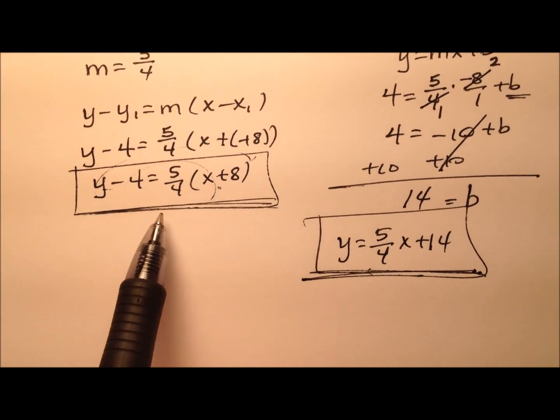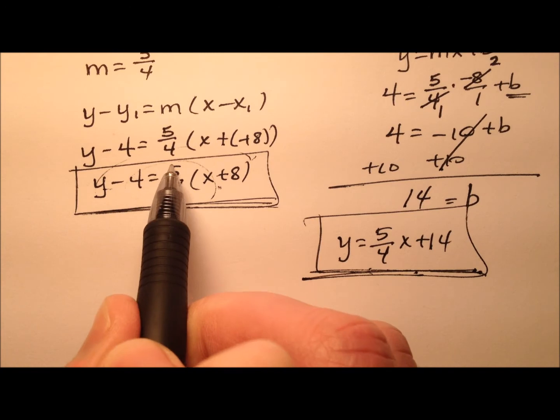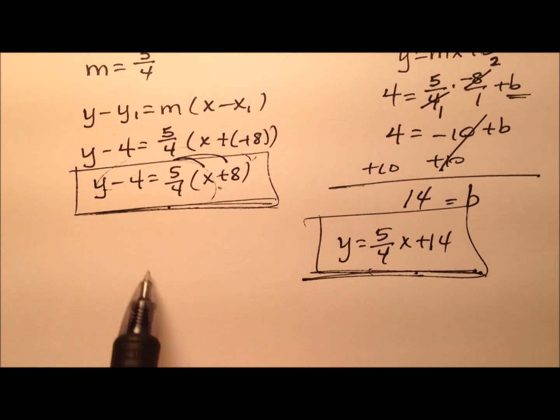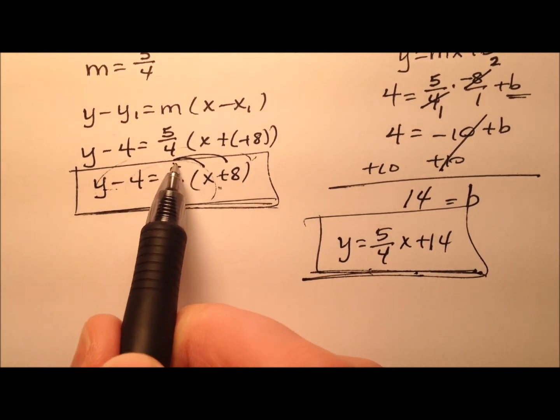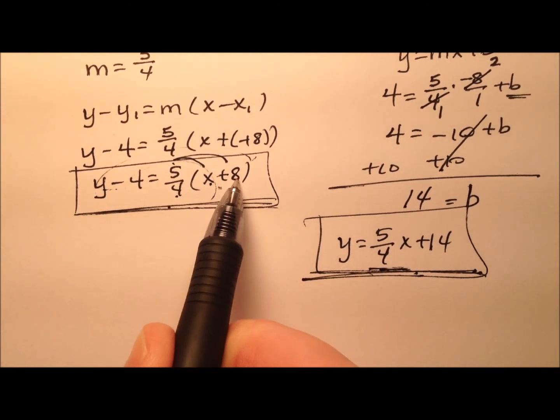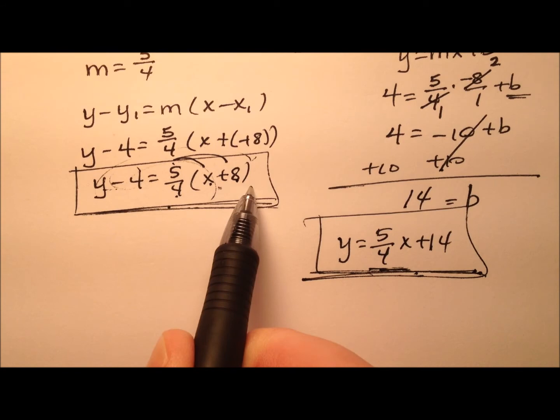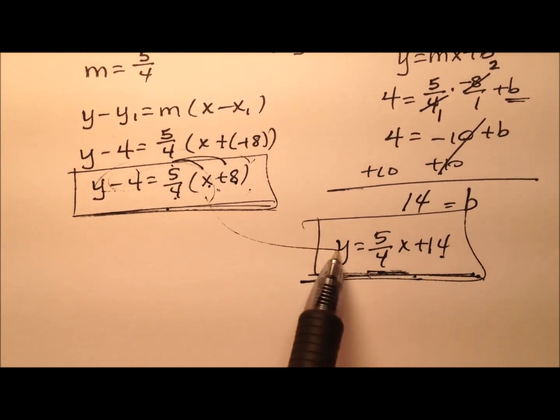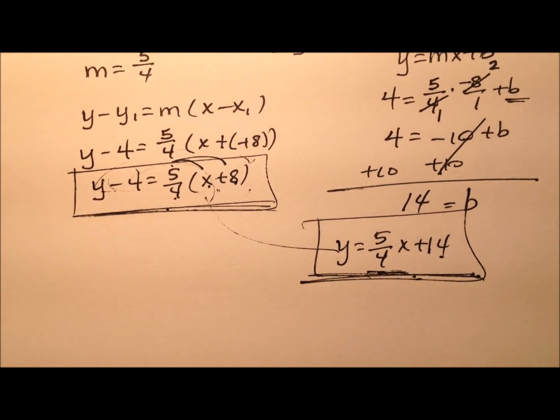And again, we can transition from point-slope to slope-intercept by distributing and then adding 4. So let's go ahead and see. So 5/4 x, that's what we have for a slope. 5/4 of 8 is 10, and when I add 4, I get 14. So yeah, we see that they're the same equations.